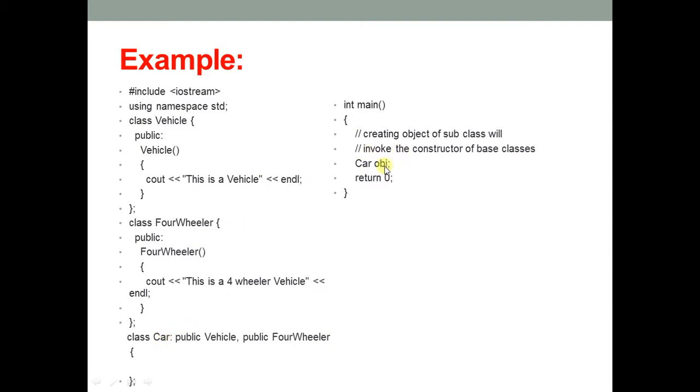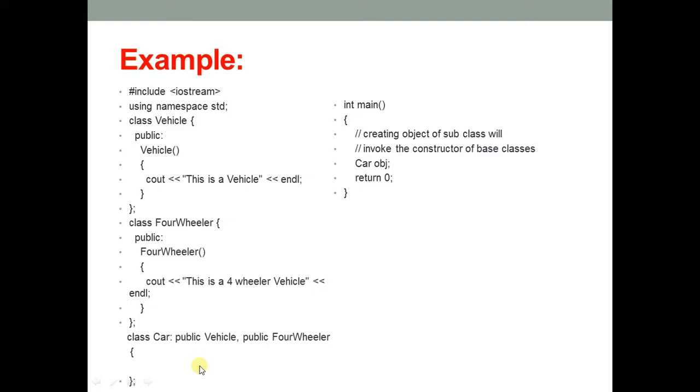How will this program run? We have created the object for the derived class. So obviously first the base class 1, that is public vehicle, and the message "this is a vehicle" will be displayed first. Second, the message "this is a four-wheeler vehicle" will be displayed. And third, if we have some message or members to execute for the derived class, that will be displayed. So this is multiple inheritance.